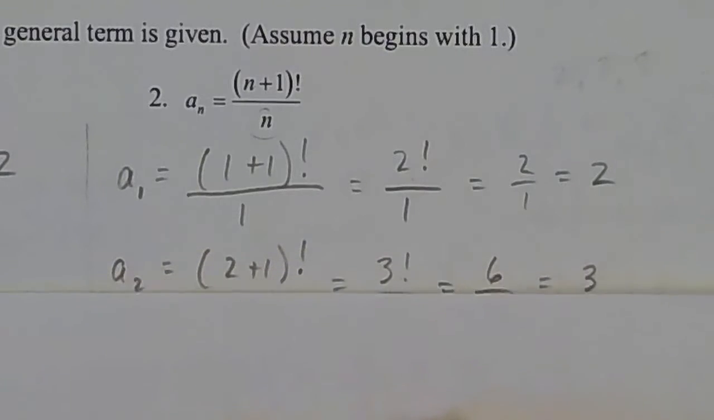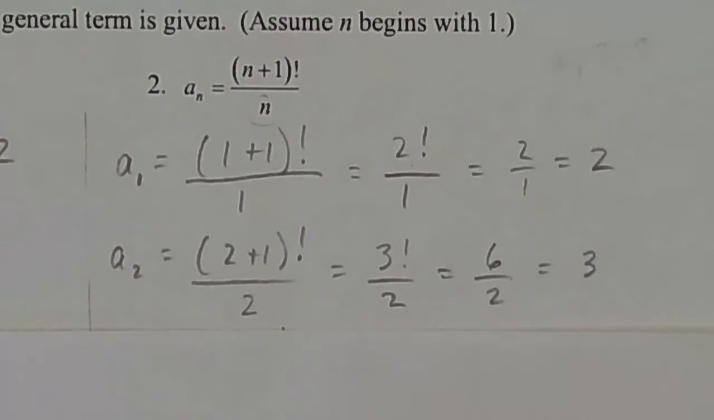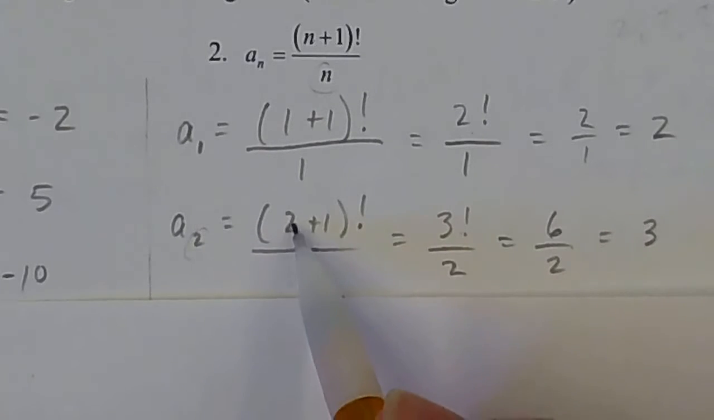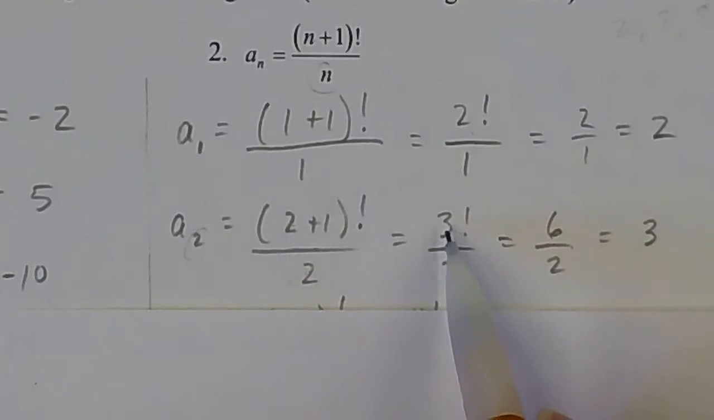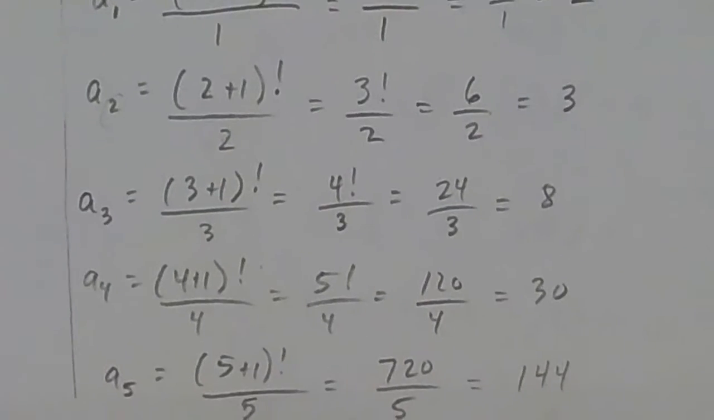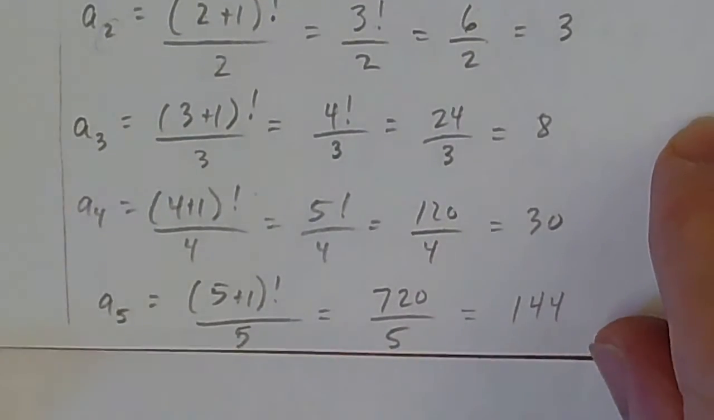Okay, so once again, one more here, and then I'll let you continue on and finish this one. So I'm throwing in n, which is 2 for the second term, here and here. So again, 3 factorial. Can you do that in your head? I hope so. 3 times 2 times 1. And then you just divide at the end to get 3. Okay, keep going.